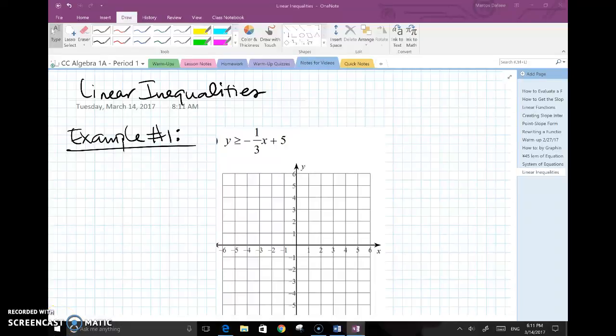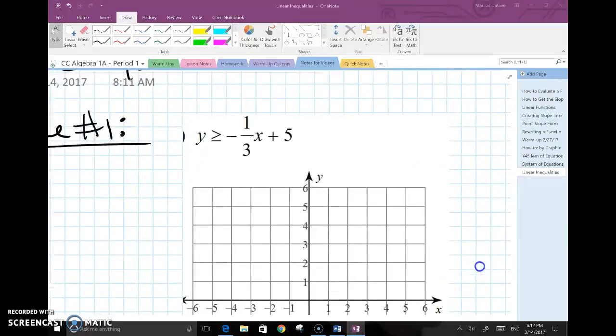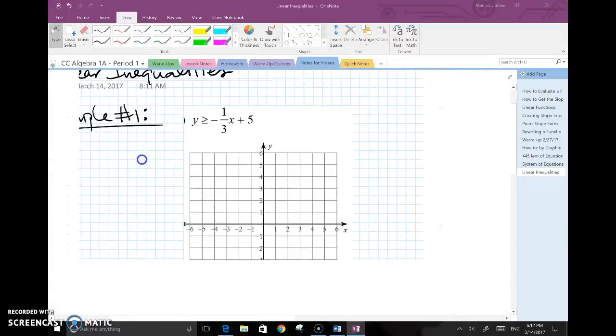Welcome to a session about linear inequalities. In this video, I will give you two examples of how to graph and analyze a linear inequality. So let's go ahead and jump right in. In example one, you can see that this linear inequality here is already set up to go.